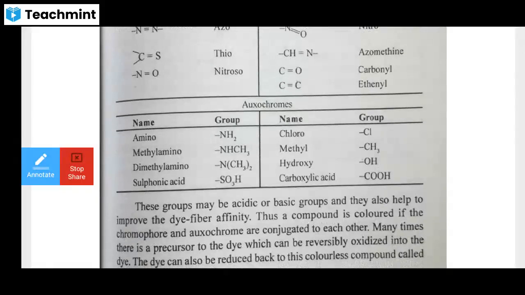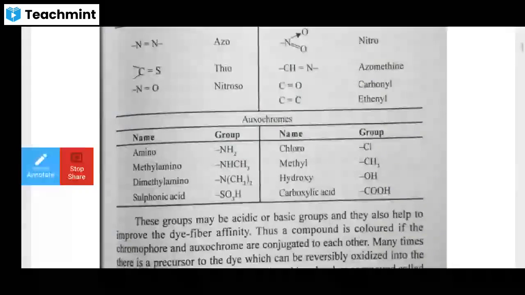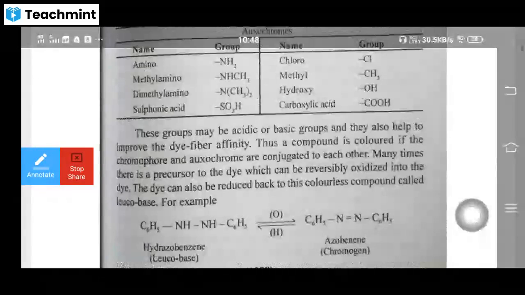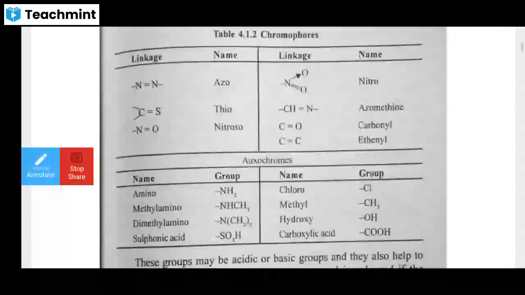Then the auxochromes are simple compounds having lone pairs of electrons, or these are saturated compounds. Saturated compounds are the auxochromes, that is amine, methylamine, dimethylamine, sulfonic acid, chloro, methyl, hydroxy group, carboxylic group. These are the auxochromic groups. So you can easily identify the chromophores and auxochromes.